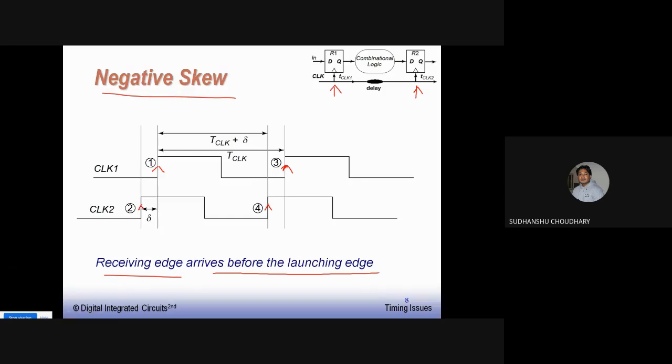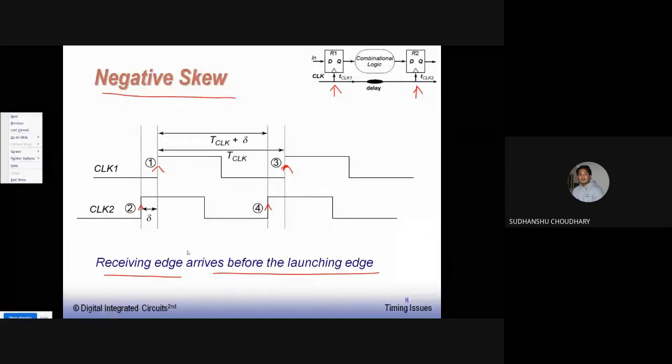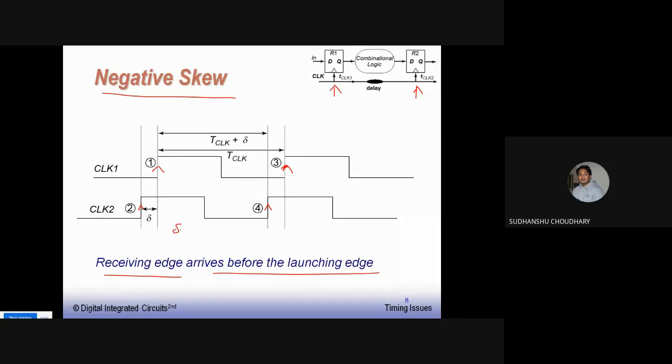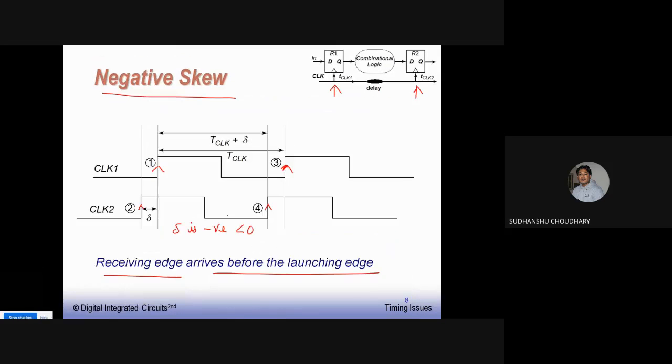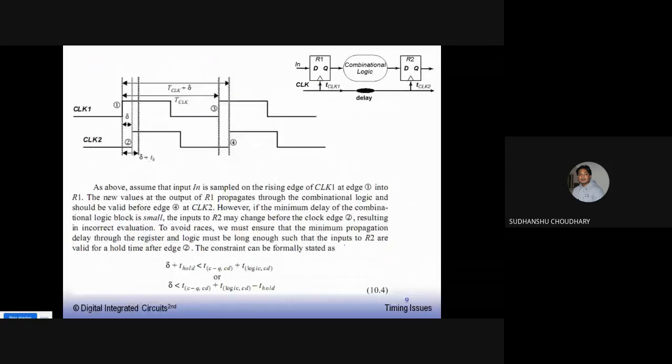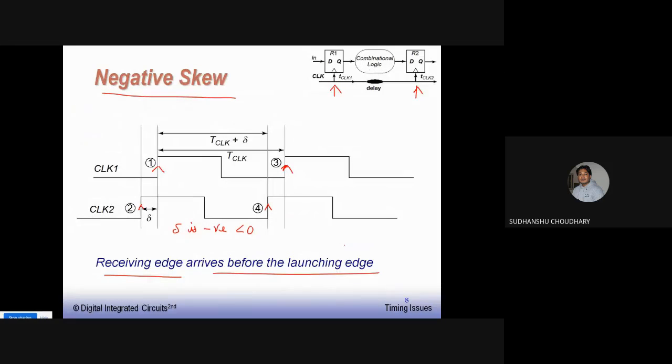So in this case, you will see that this is a case of negative skew. This is skew delta, so delta is negative, that is less than 0. Earlier in the previous case, delta was greater than 0, positive skew. Negative skew means delta is negative, that is less than 0. So this is the case of negative skew.